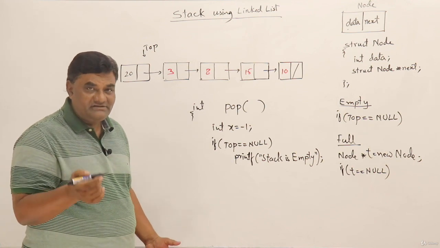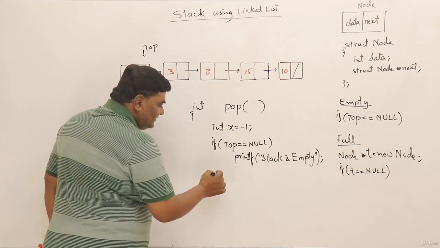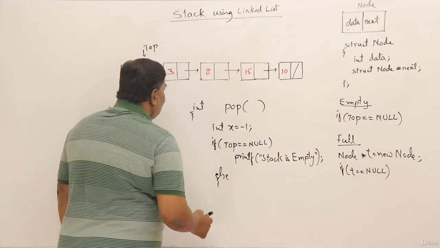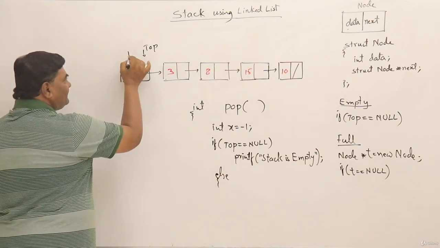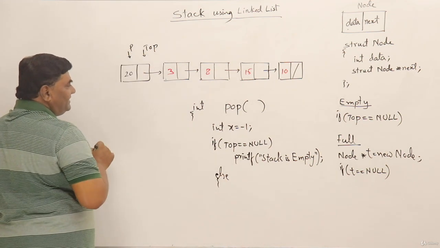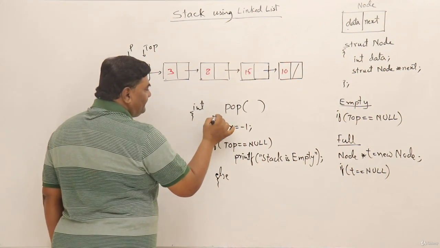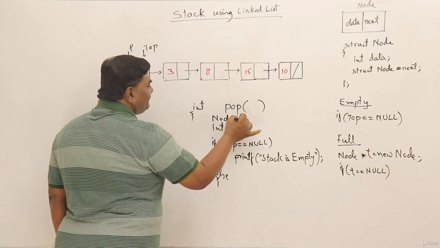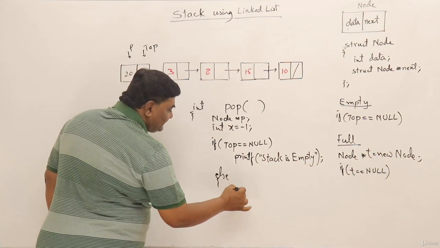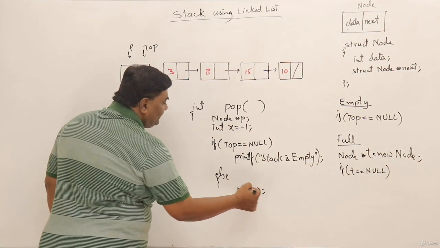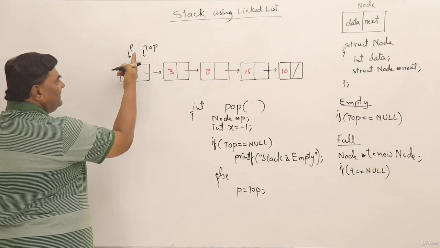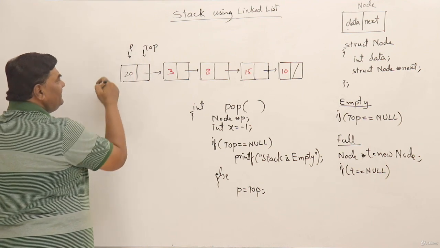So let us see what is the procedure for deleting the first node. Else. Now for deletion, I should have a pointer. Let us call that pointer P. So I need a pointer. I will declare a pointer also here, node star P. Then P assign top. So P should be pointing on the first node. P or T, anything you can take. I usually take P here.